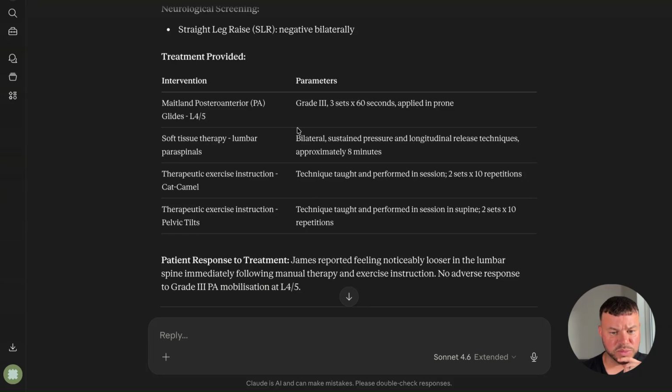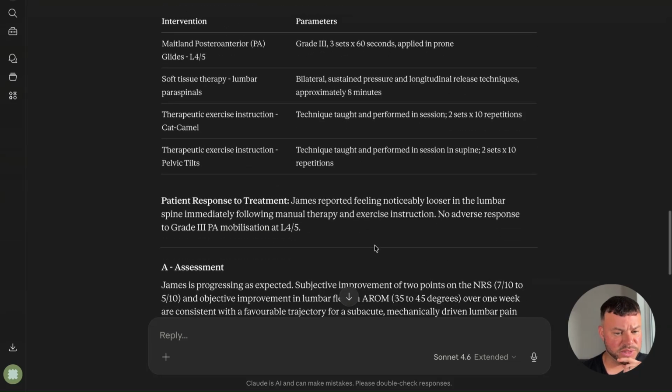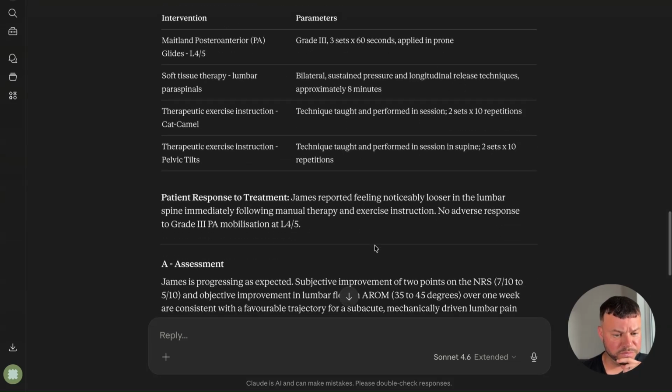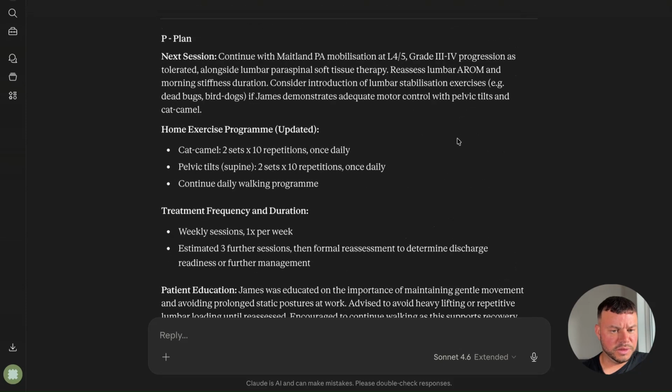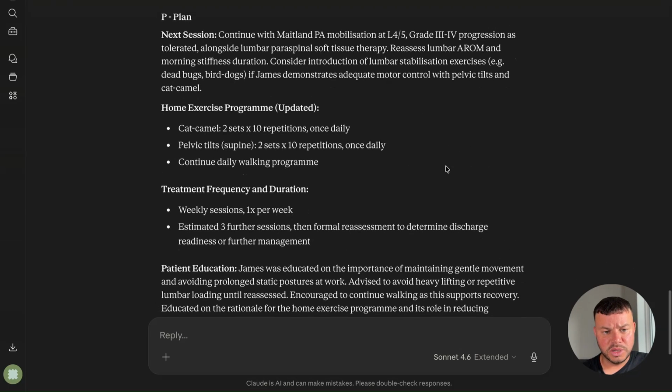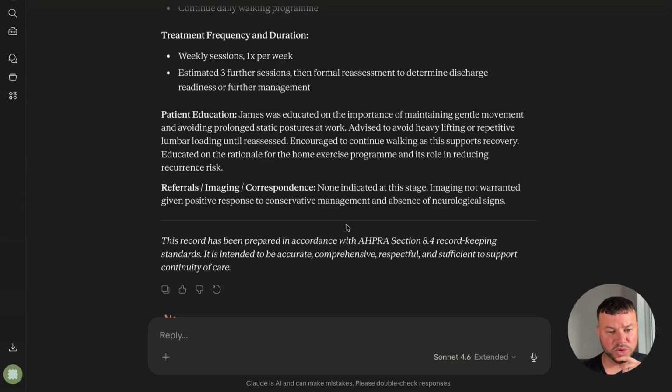It talks about the treatment that was provided, and it breaks that out into a table just so it's easy for us to read through and consume. For the assessment, it covers our clinical reasoning. What did we find and why it matters? And this is where you can show AHPRA your thinking as a physiotherapist. And then finally, with the plan, it shows the treatment that was provided and also a rationale for that treatment. And also covers next steps and frequency of treatment. It talks about some other things at the bottom here around patient education.